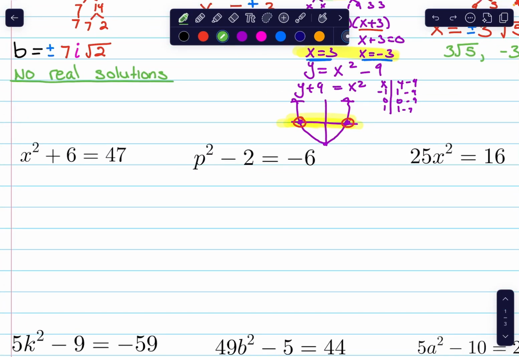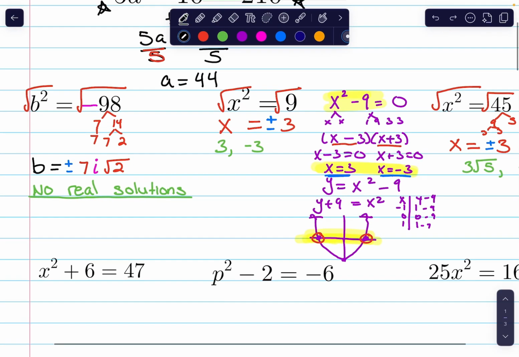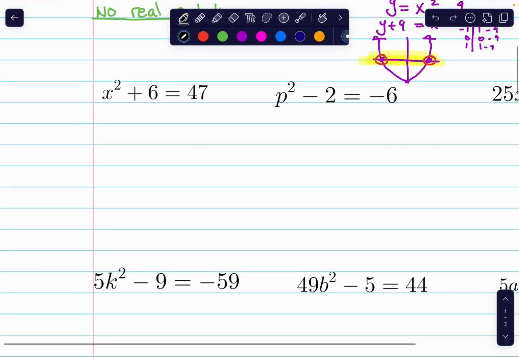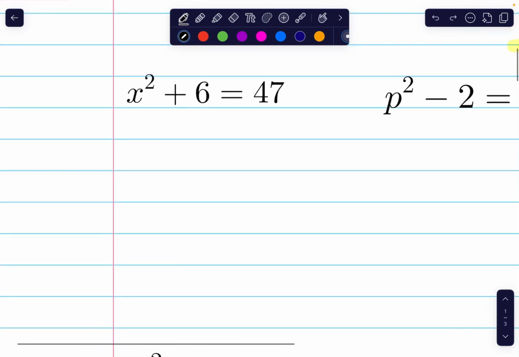These problems are just all about solving. When we go to solve by taking the square root, we're going to do exactly what we did with the warm-up by solving this for our variable. And then our last step is going to be taking the square root. So here you go. We're going to knock these out real fast.